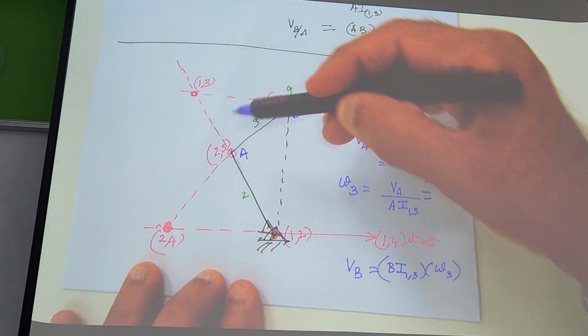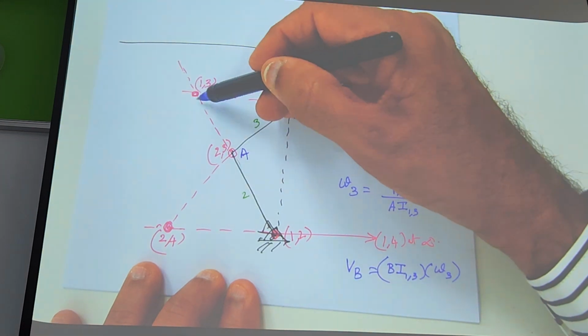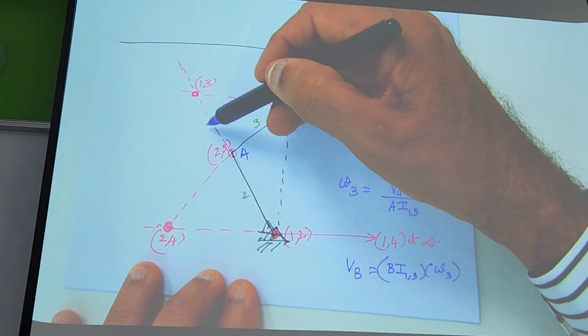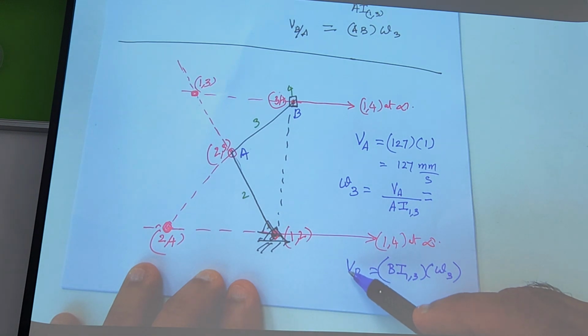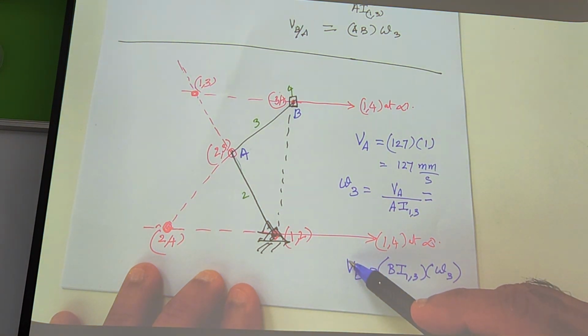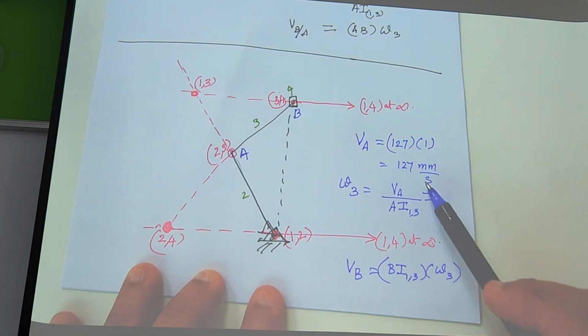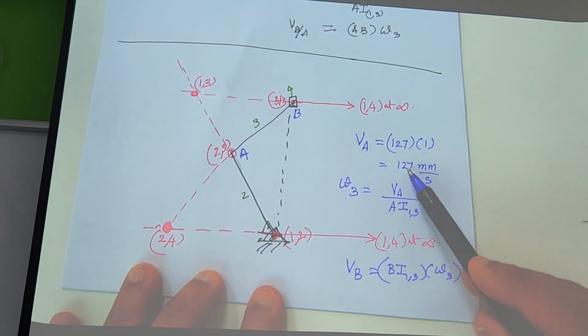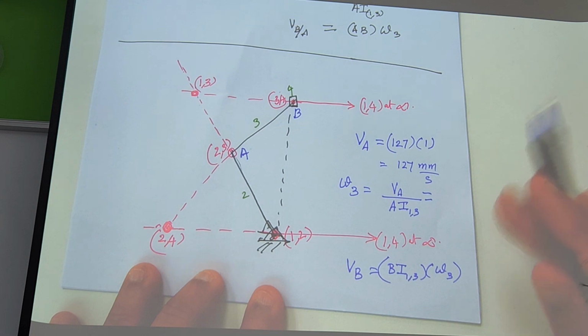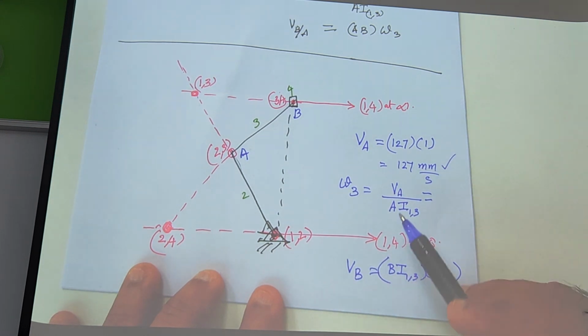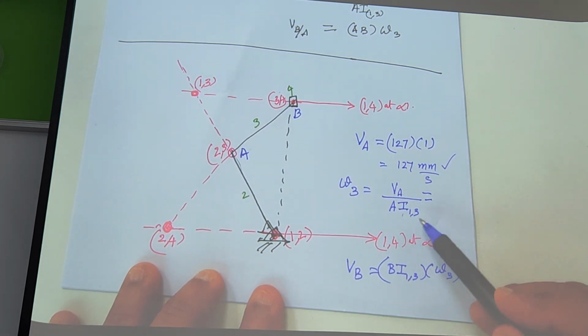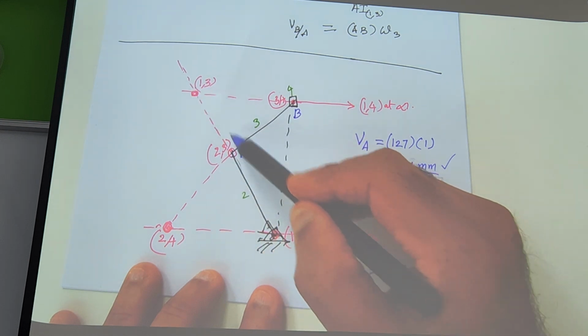Whatever is this length, it is the same as the scale up. So you have to do it before we start. The calculation will be just you add here. VA will be as it is, no change. Omega 3 = VA over A instantaneous center 1 3.